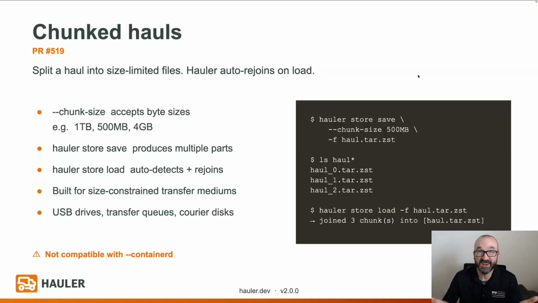First one up is chunked hauls. So let's say you have a giant store, and the resulting archive of your Holler store save is multiple gigabytes, and maybe perhaps the area that you need to load that tarball into might not be so friendly to a multi-gigabyte tarball effectively. So one of the things we introduced here is the ability to chunk those into smaller sizes, if you will. You can see from the example that we want to make 500 megabyte chunks instead.